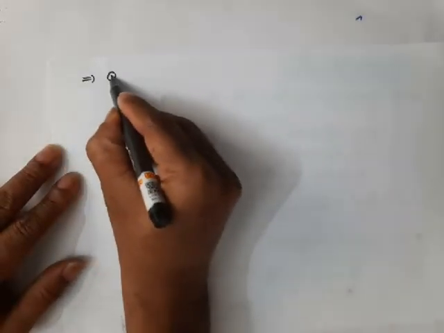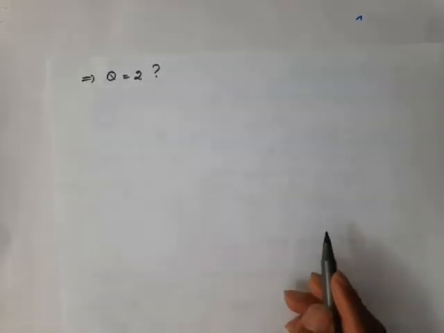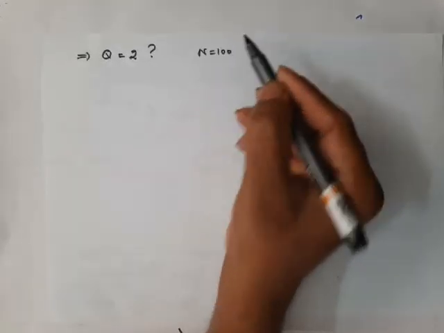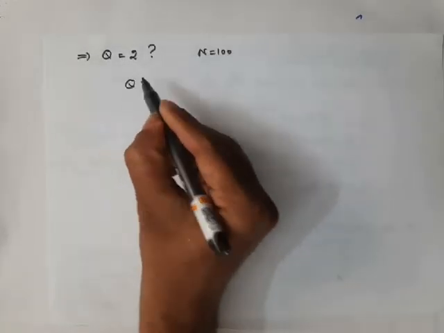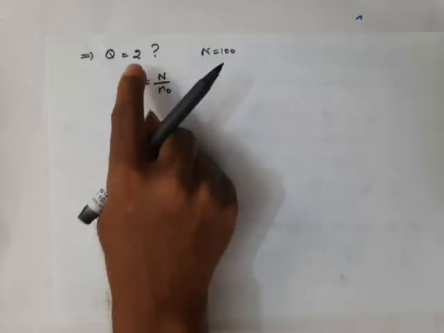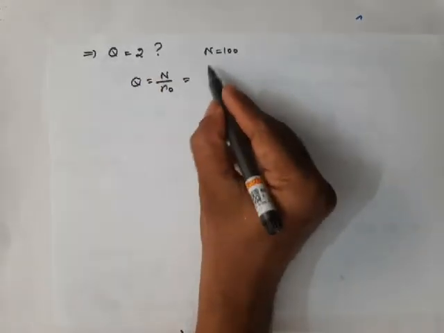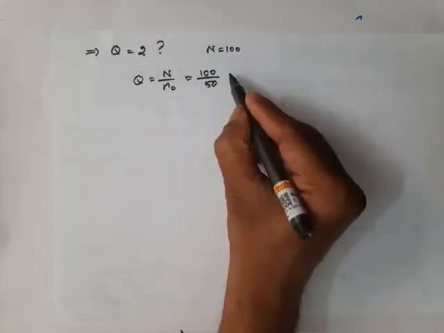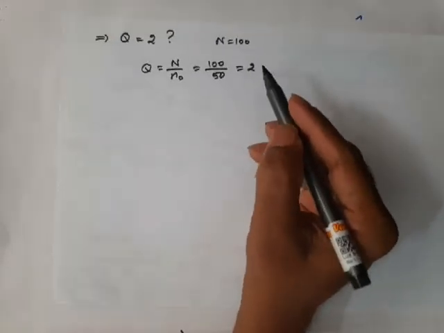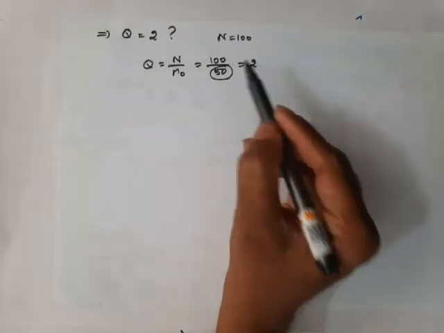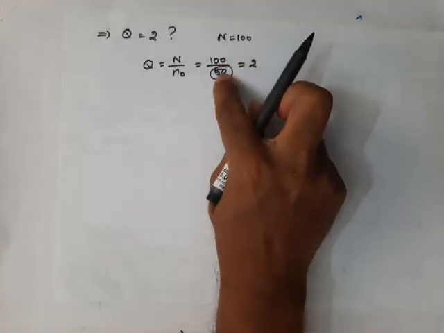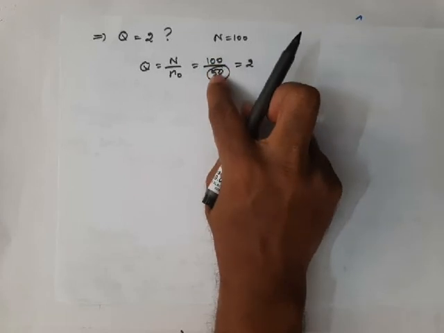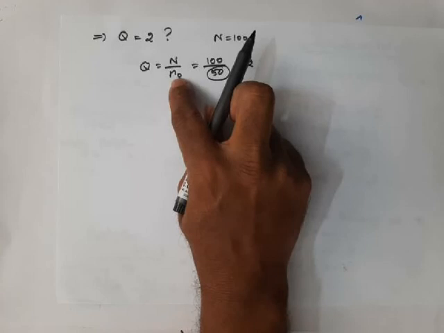What does this Q value equal to 2 indicate? For this purpose you can take the total number of particles as 100. If the total number of particles is 100, you know very well Q is equal to N by N0. To get Q equal to 2, the total number of particles is 100. If I put N0 as 50, then I will get Q equal to 2, correct? So Q equal to 2 indicates that out of 100 particles, 50 particles must be present in the ground state.